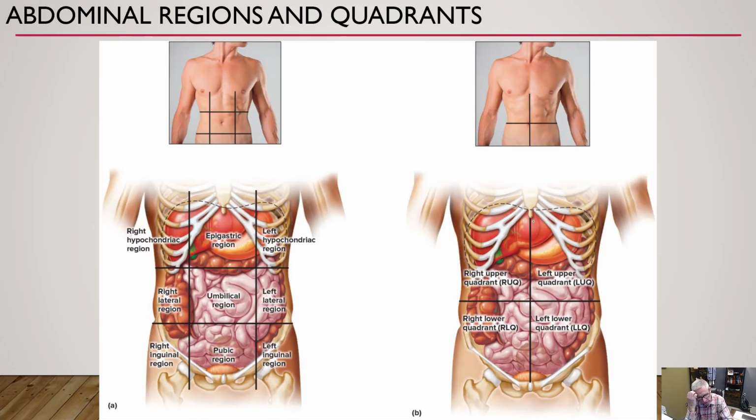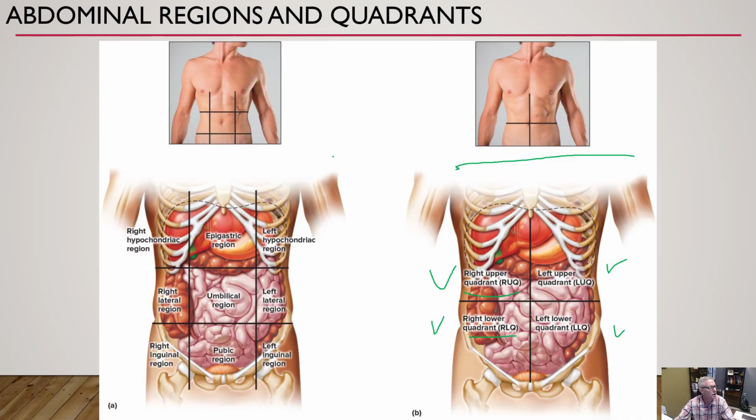Now, for those of you going to nursing school, med school, you're going to have to know this one. This picture right here, this one's the easy one to remember. Left upper quadrant, left lower quadrant, right upper quadrant, right lower quadrant. So you would chart patient has bowel sounds in all four quadrants, or patient has diminished bowel sounds in the right lower quadrant, patient has tenderness in the right upper quadrant. Those are easy ones to remember.